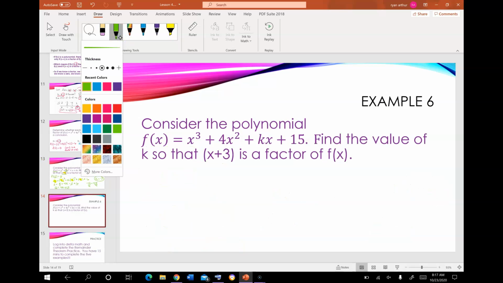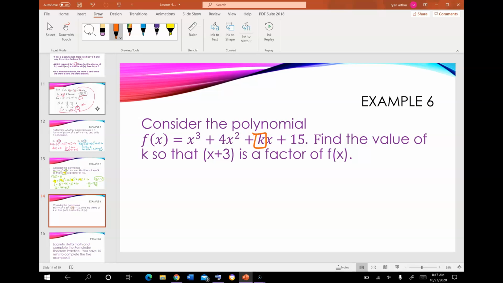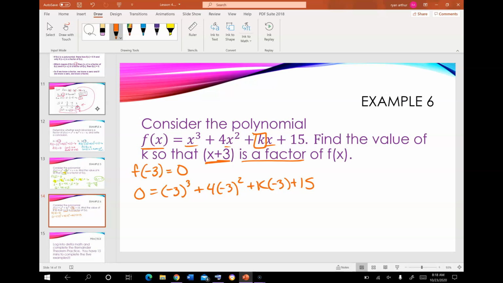Okay? Let's use orange. So, it says consider the following polynomial f of x. Well, I got another k there. I want to find the value of k so that x plus 3 is a factor. So that means when I say f of -3, I want it to equal 0. So that means f of x is going to be 0, and all of my x's are going to be -3. Okay? So let's write that out. All right. And just simplify each term.